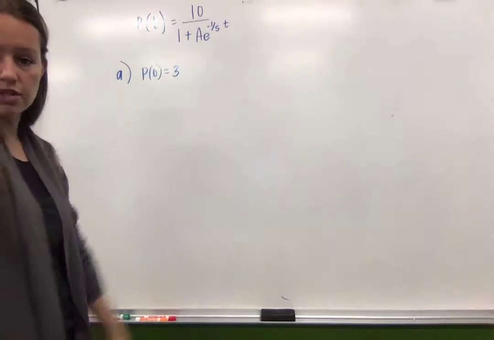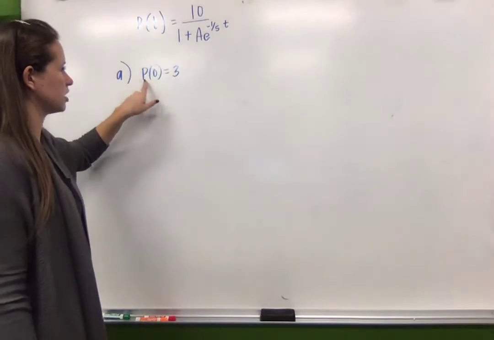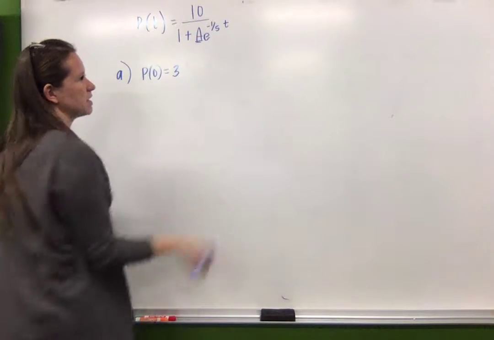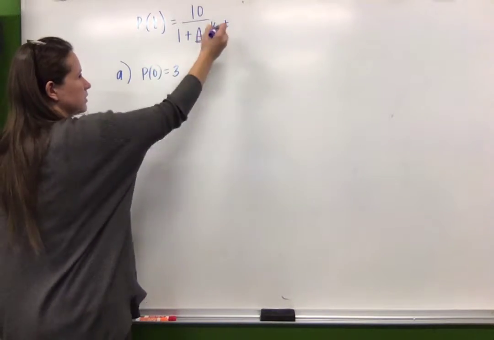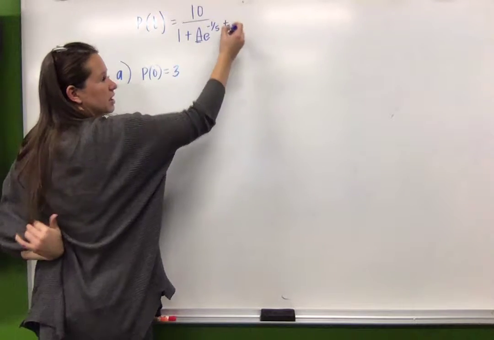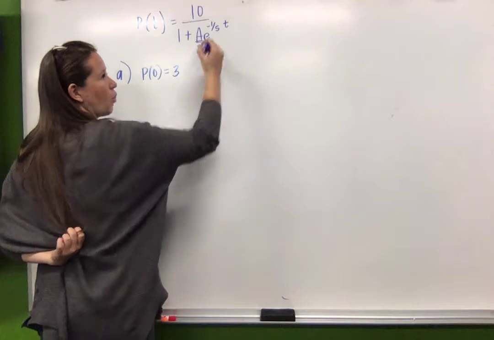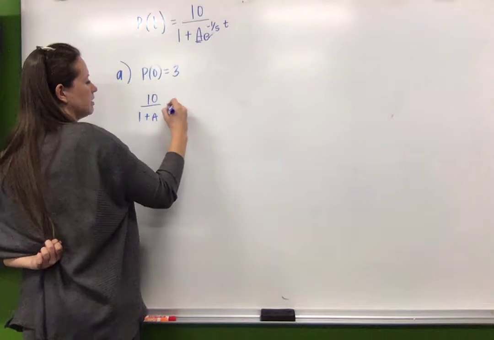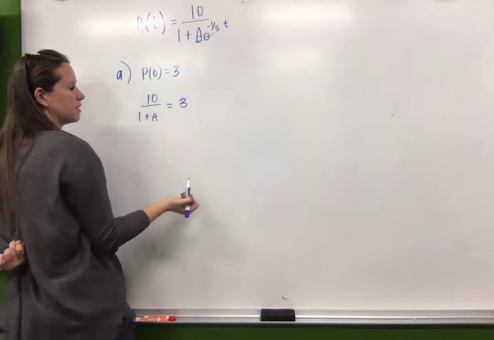And now let's answer the questions. It gives you the initial condition P of 0 equals 3. So let's use that to figure out our missing piece, a. So P of 0, 0 is t. If you plug in 0, e to the 0 power is just 1, so that basically goes away. So that's 10 over 1 plus a, and we know this whole thing equals 3.